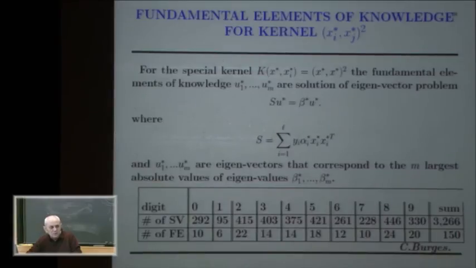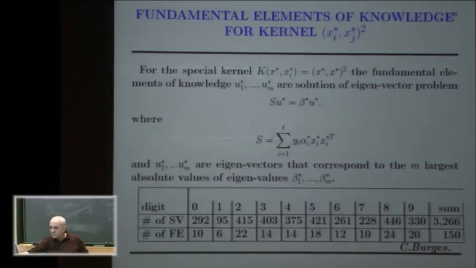It's not clustering. No, no, if you're using a support vector machine to classify 10 classes, you need just so many support vectors. You need to have 3,000 support vectors to classify. But instead of this, if you use the fundamental concept of knowledge, you need only 150 instead of 3,000. For digit recognition, for 10-class digit recognition.